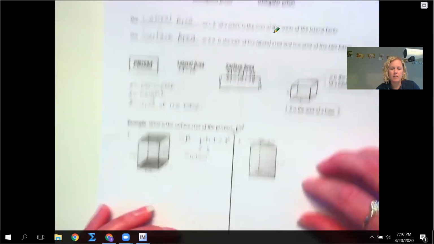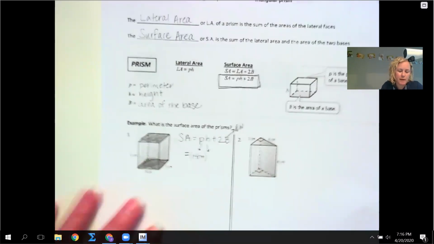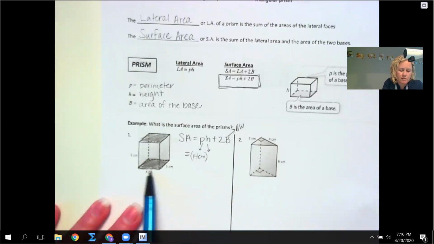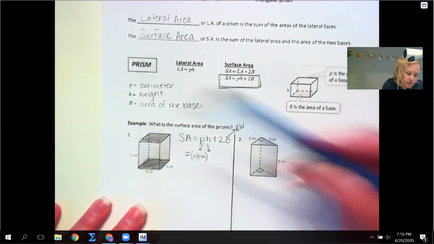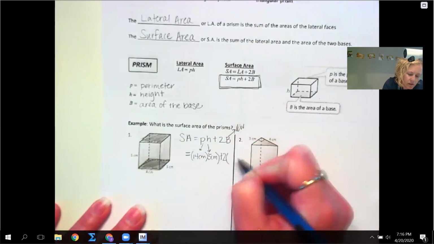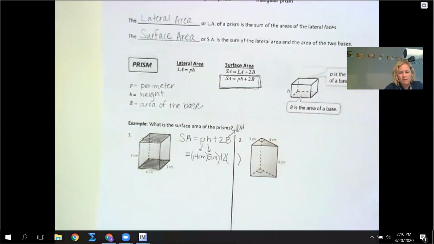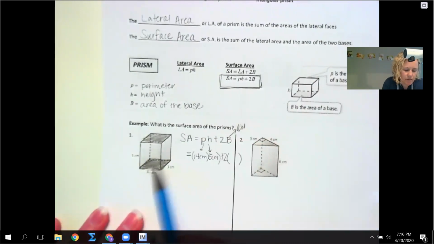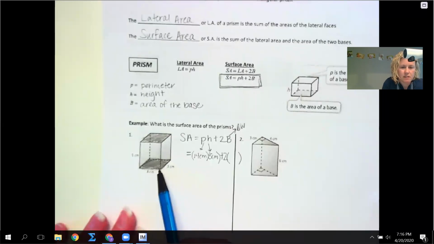Okay, I think I'm back. All right, so I was explaining the perimeter of this box. So the perimeter of the box is 4 plus 3 plus 4 plus 3. Okay, so 14 centimeters. The height of the box is 5, okay? And then capital B is the area of this base, the area of this rectangle. And to find the area of a rectangle, you take the length of the rectangle times the width of the rectangle. So length 4 times width 3.